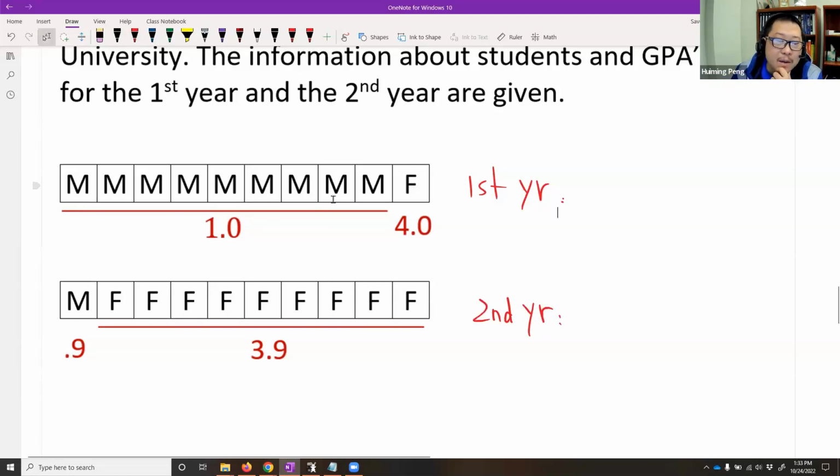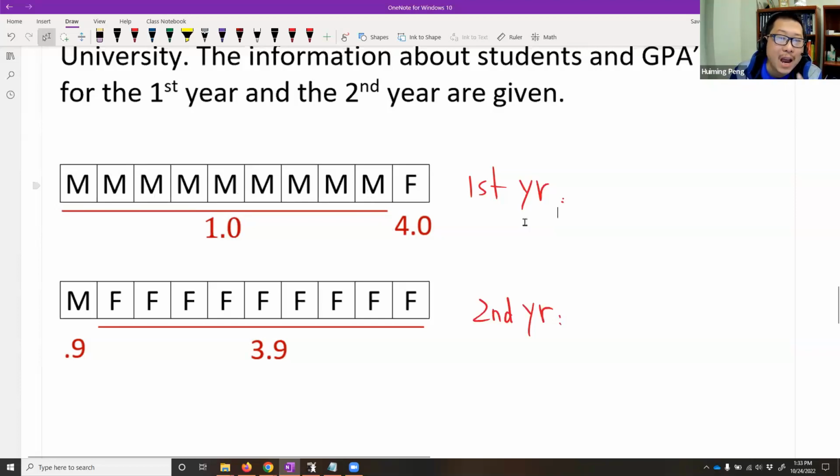So the first year has 9 male students and 1 female, and the 1 female student gets GPA 4, which means everything is perfect. Each male student gets a very bad result, a GPA of 1. A is 4, B is 3, C is 2, and 1 means D, right? So every male student gets a D.